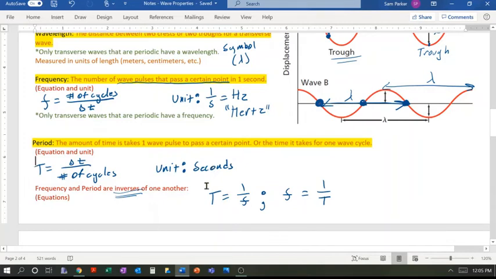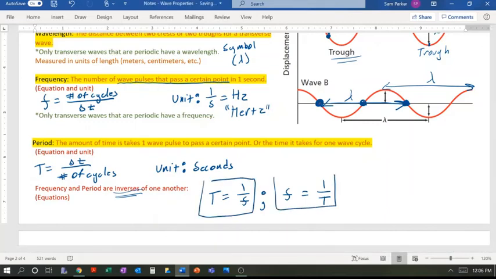Furthermore, if you know period, you can get the frequency. And if you know the frequency, you can get the period. They're inverses of one another. If you know one, you can always just get the other. So they're pretty interchangeable with these two formulas. If you know the frequency, do 1/frequency to get the period. If you know the period, do 1 divided by the period to get the frequency. Okay, they're inverses of one another.